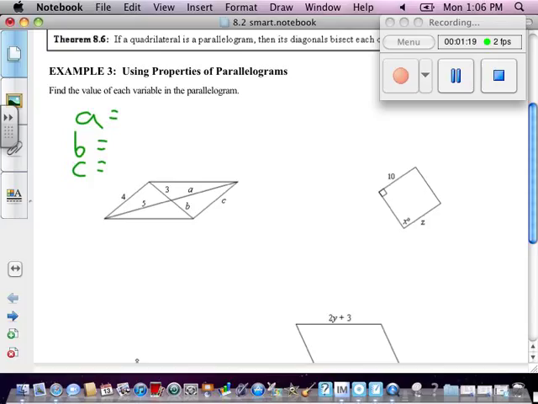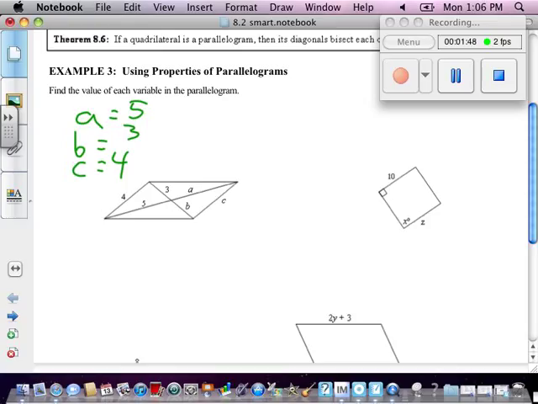C is congruent to 4 by what? By theorem 8.3. Good. What else do I know? A is 5. And what does B equal? 3. And how do I know both of those? 8.6. The diagonals bisect each other. Bisect means to cut in half.